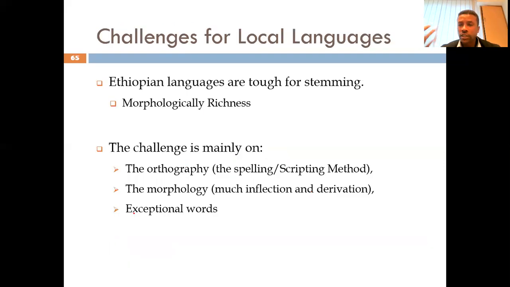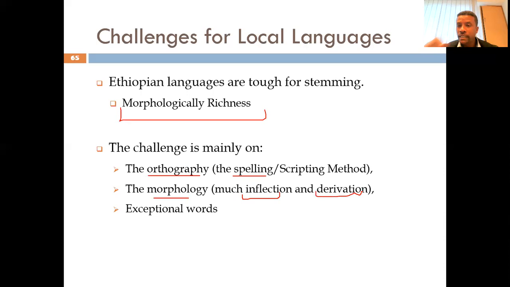Then the challenge that we have for our local language, for Ethiopian language, is, one, morphological richness. Ethiopian languages are known to be morphologically rich. They are very complex. The other challenge that we have is orthography or the spelling. The scripting method is different. The way they are written is not Latin, so it adds some additional challenge for the person who is developing the stemmer.